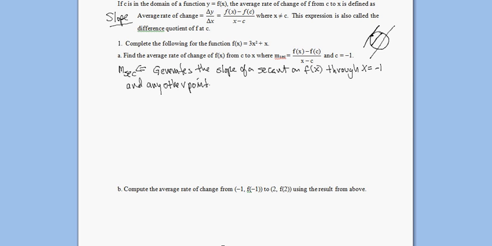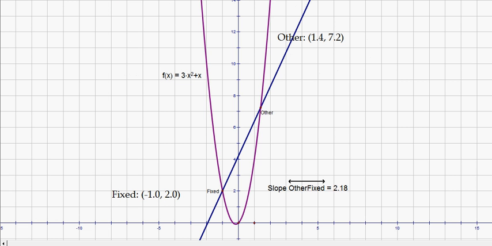this. Okay, so the function we're looking at here in this problem is 3x squared plus x, and we're looking through the fixed point -1. So we're going through -1 and any other point. Here's the word other. I'm going to use the word other in a minute. So we're going to figure out this equation that we have right here is going to generate a function that'll find the slope of any secant line on the function that goes through -1 and any other point. So let's look at a visual.